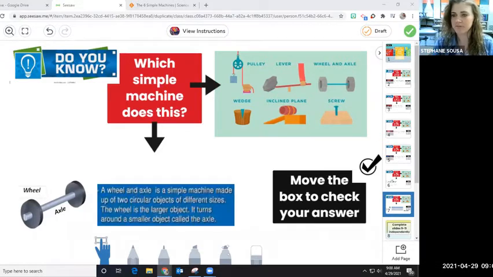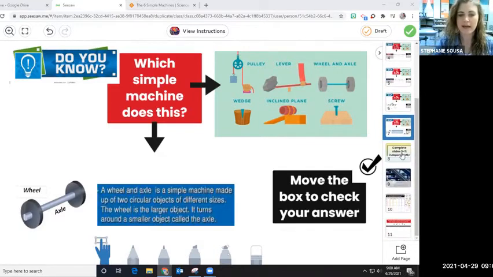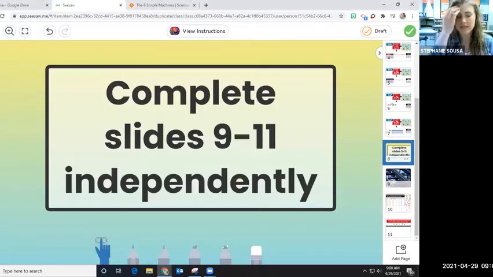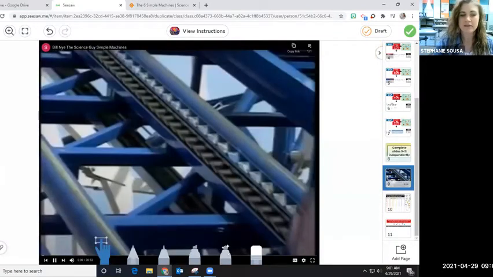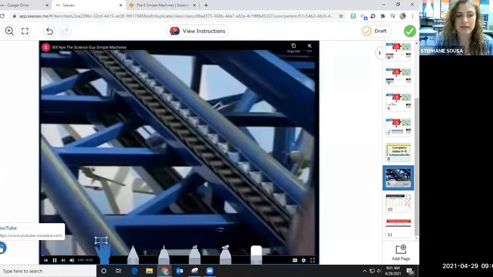Feeling good? Okay. I want you to go ahead and hop down to slide 8, please. Slide 8 says complete slides 9 through 11 independently. Let's talk about what you are going to do. On slide 9, there is a link to a Simple Machines Bill Nye the Science Guy episode. You're going to take a look at that episode. This link does not have ads, so it will take you straight there.